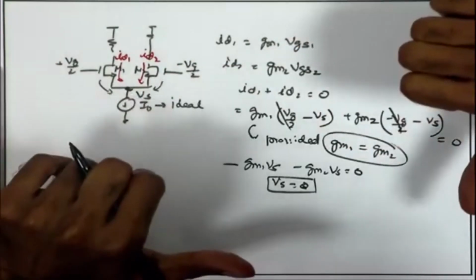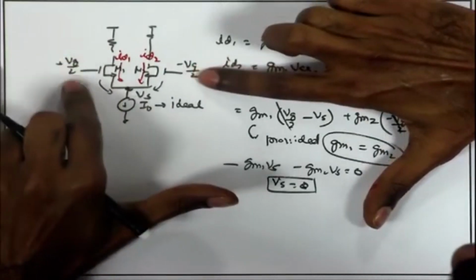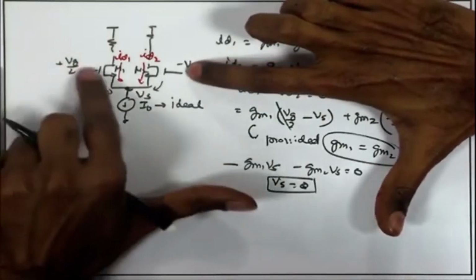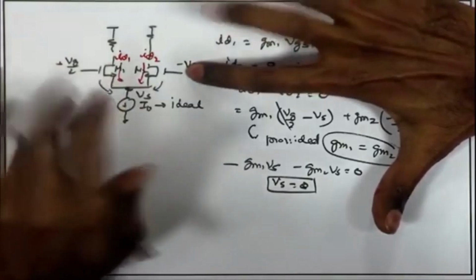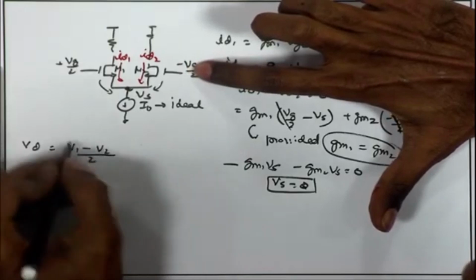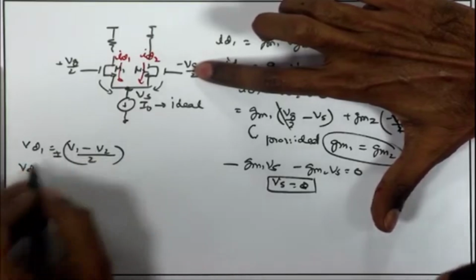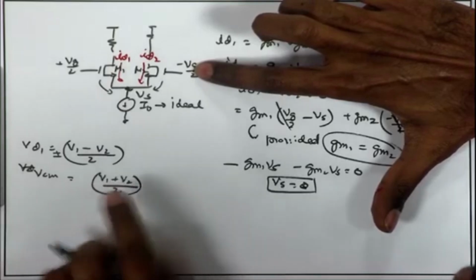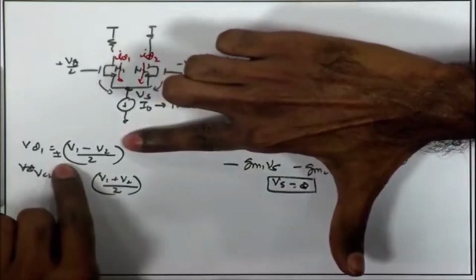What if your signal is not fully differential, rather than plus Vg by 2 and minus Vg by 2? We can have one terminal held constant and an input coming over here. In that case, we can decompose the input into V common mode and V differential. We can always write the differential voltage as plus minus (V1 minus V2) by 2 and the common mode voltage as (V1 plus V2) by 2. We have to see the behavior of the circuit for the common mode voltage separately and the differential voltage separately.